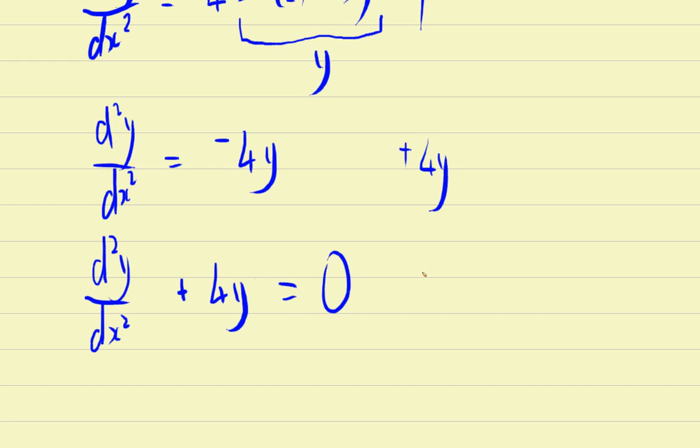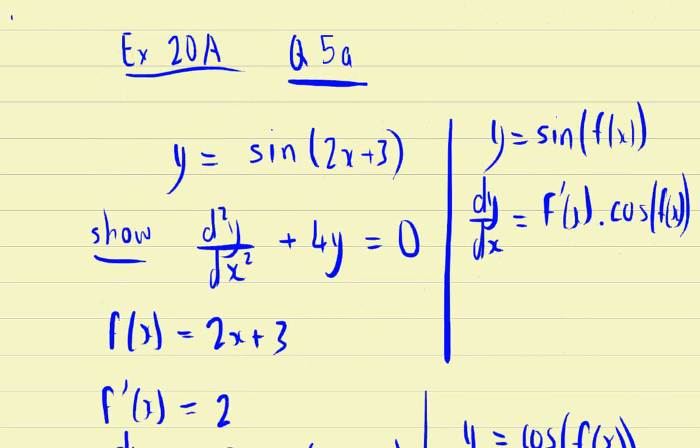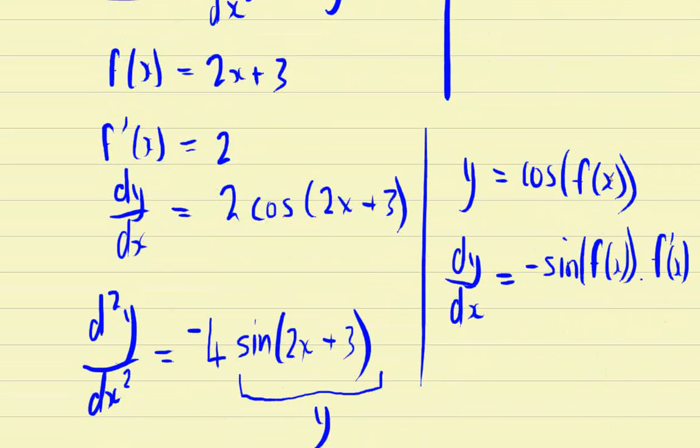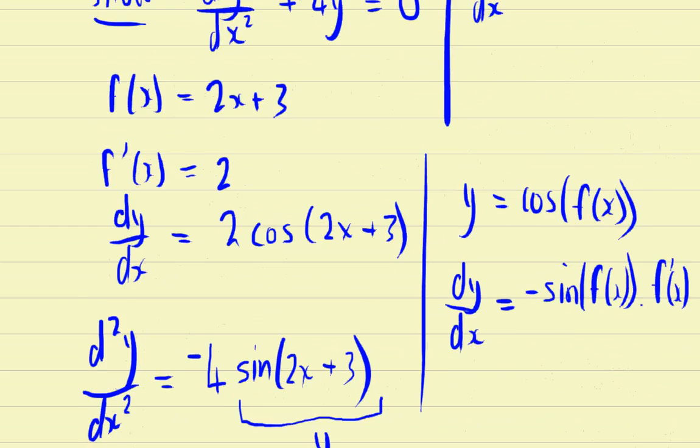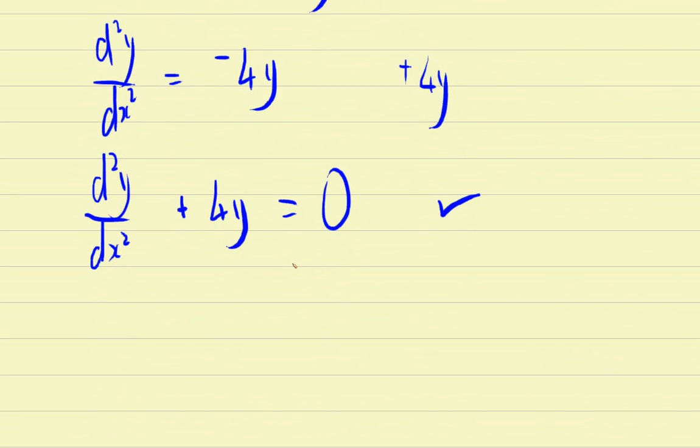And this is what was needed to be shown. You needed to show that the second derivative of that function, plus 4y, is equal to 0. And that's what you've done. You've differentiated it once, ended up with that, taken the derivative of that again, ended up with that function, and within that was embedded the original function y. And then you've shown what was needed.